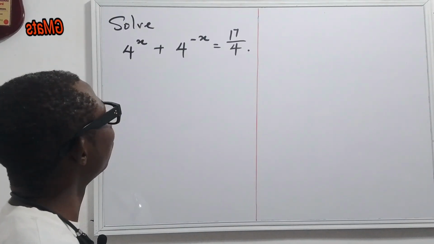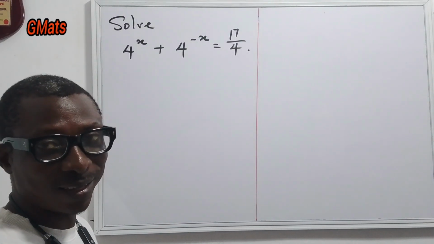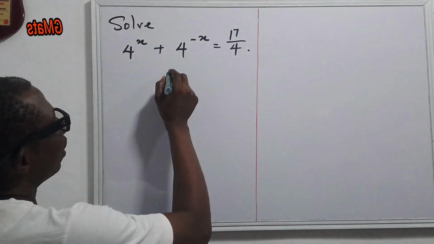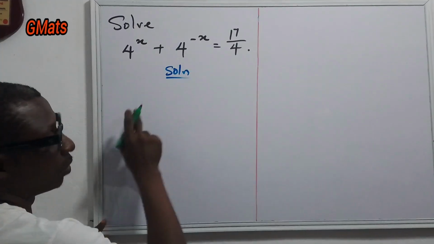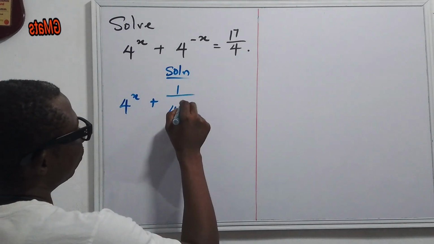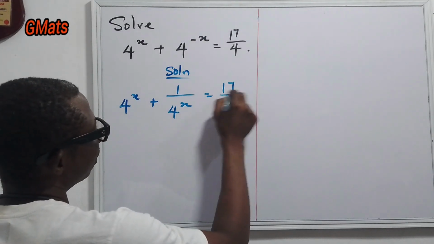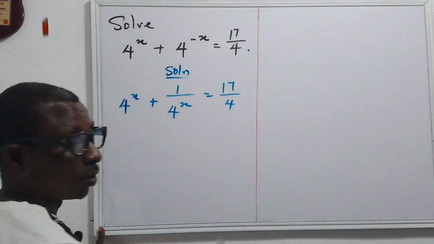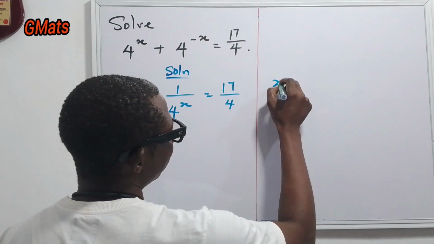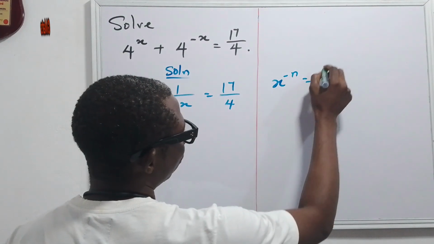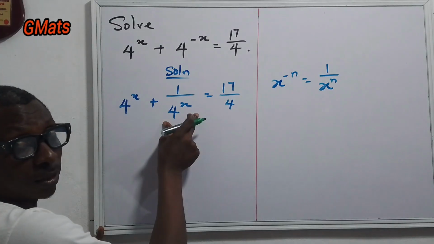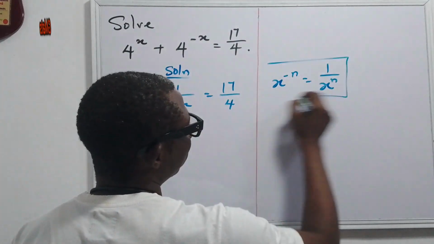Solve 4 raised to the power of x plus 4 raised to the power of negative x equals 17/4. Let's rewrite this equation as 4 raised to the power of x plus 1/4 raised to the power of x equals 17/4. One of the laws of exponents says x raised to the power of negative n equals 1/x raised to the power of n, and that is the reason why this comes to this. So take note of this rule.